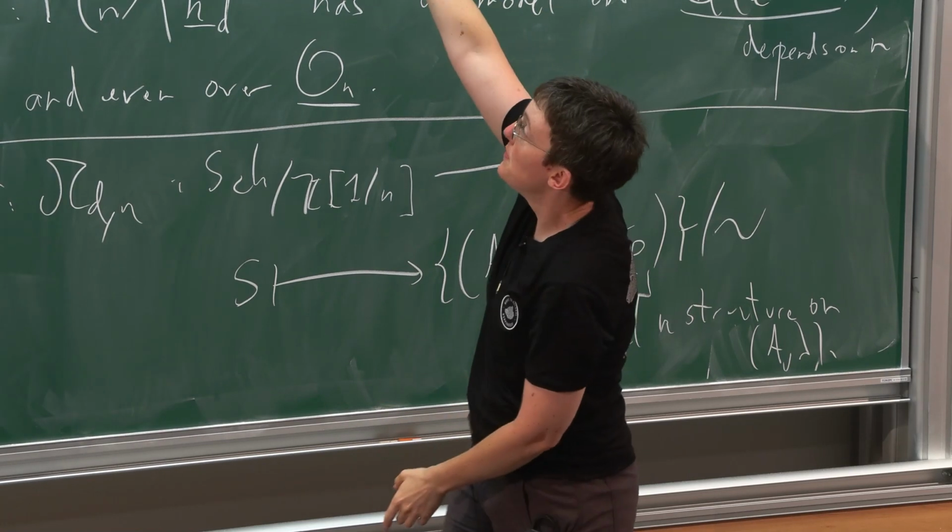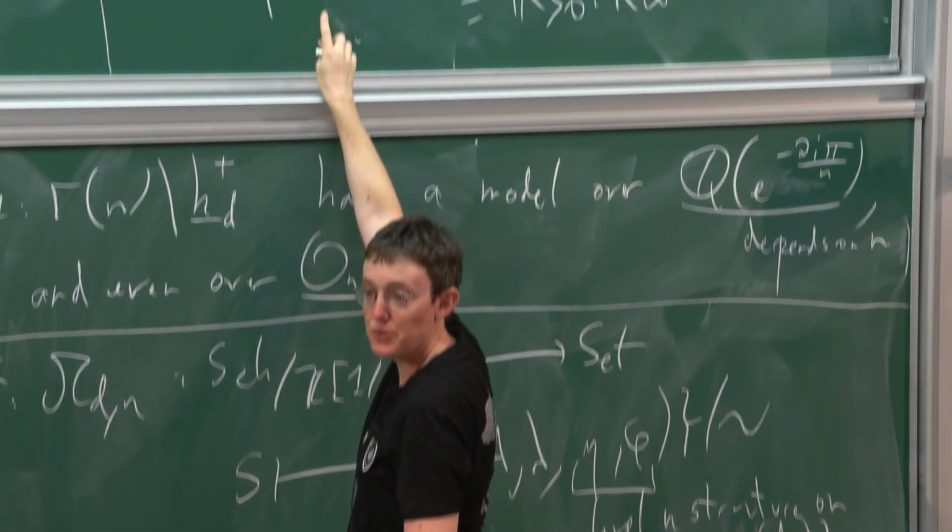So this one is going to be a symmetric space for the general symplectic group.